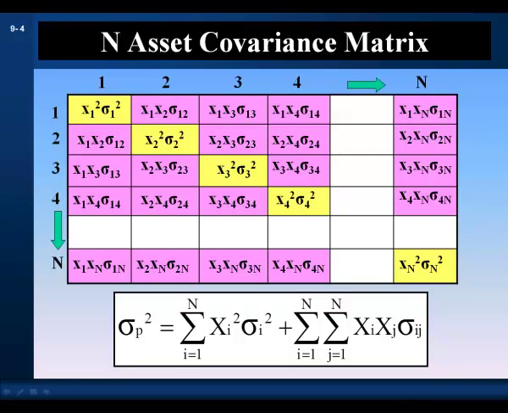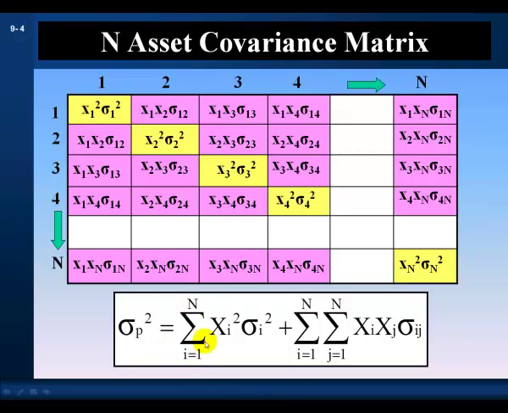The variance of a portfolio is the sum of the elements of the covariance matrix. Each security contributes its variance, multiplied by its portfolio weight squared, where its portfolio weight is the proportion of the portfolio invested in the security.